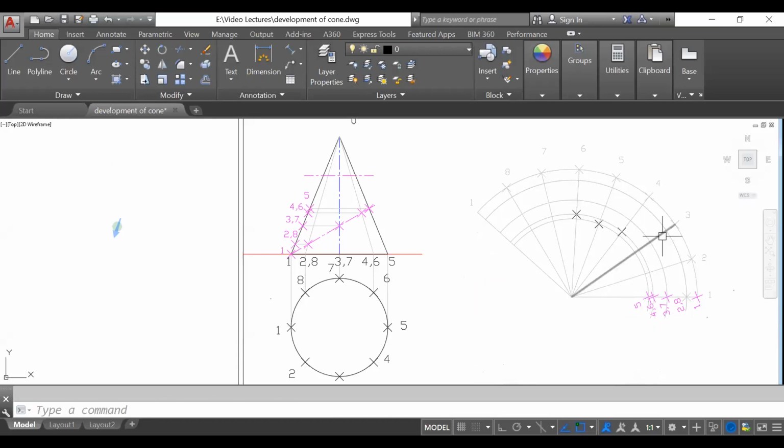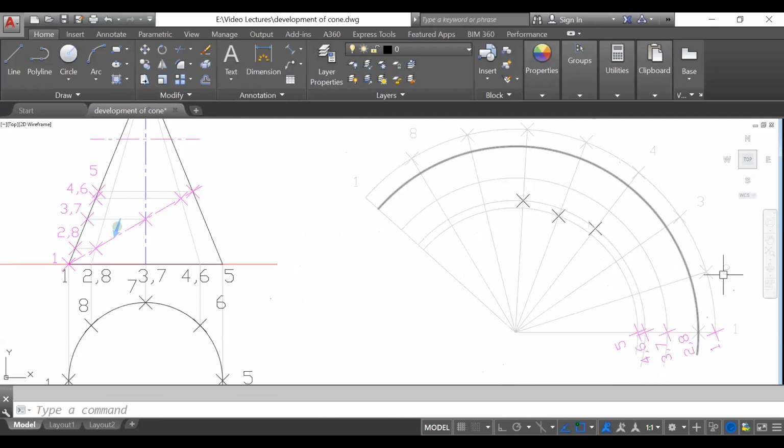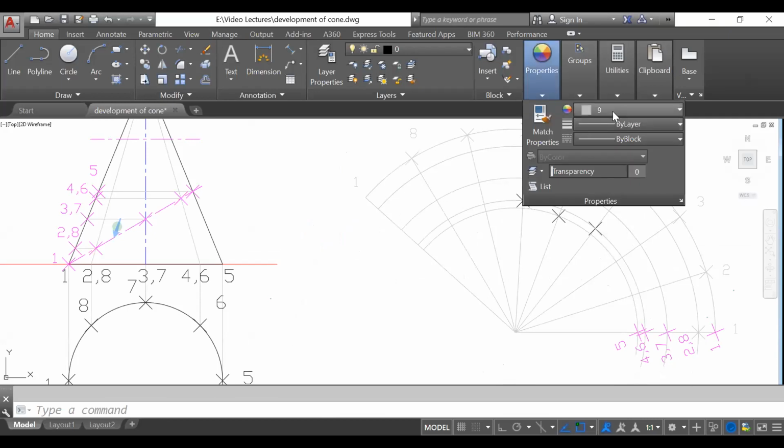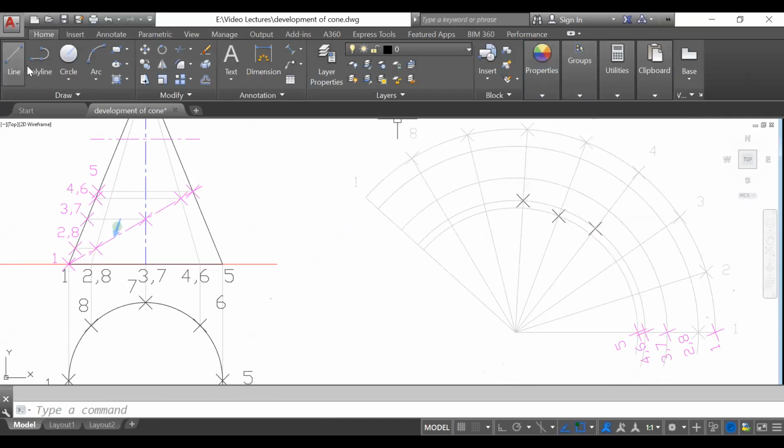Now please pay attention. Now here I have to mark the points. So I will use black color now and the point command. So one point is here. We have to mark the one point here as well as here, because these are one's already taken projection. So one is here and as well as here. Then 2 and 8, the projection is here. So 2 is on 2 and 8. So you have to mark.